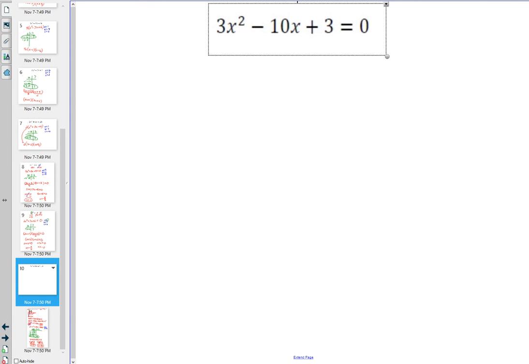Okay, the good news is that this one's already equal to 0. But the bad news is, again, the lead is not 1, and there's no greatest common factor, or this is not a perfect square trinomial either. A is 3, B is negative 10, C is 3. At least the numbers are not too big.